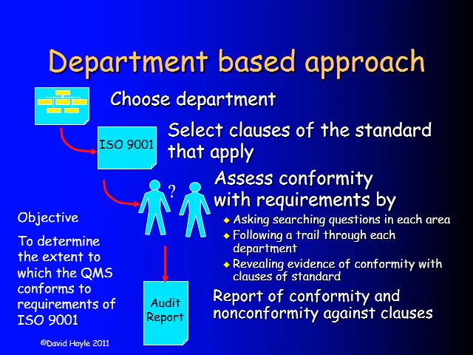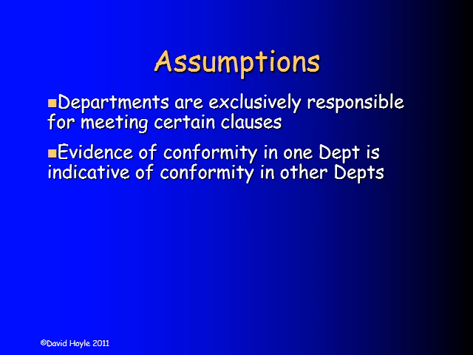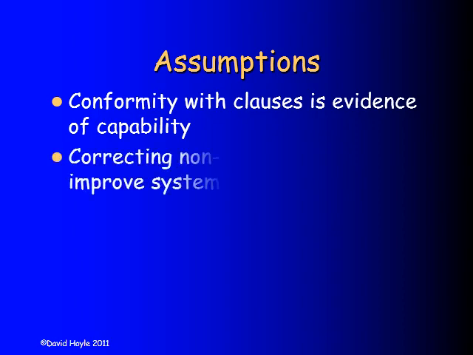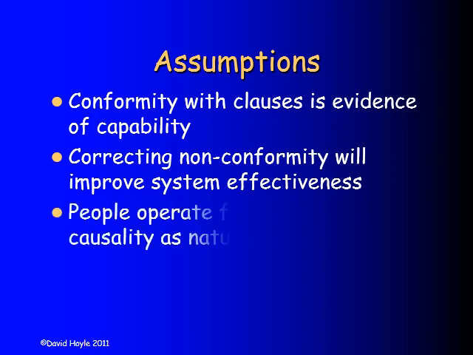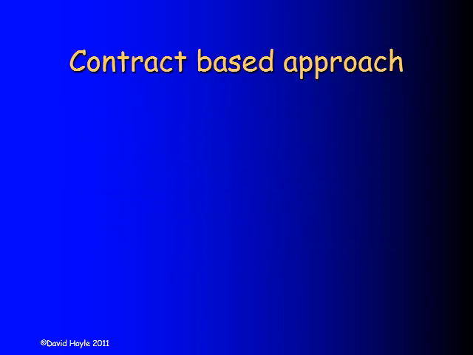The assumptions that we make in the departmental approach is that departments are exclusively responsible for meeting certain clauses. Evidence of conformity in one department is indicative of conformity in other departments, and that conformity with clauses is evidence of capability, that correcting non-conformity will improve system effectiveness, and again, an assumption is that people operate from the same causality as nature and machines.